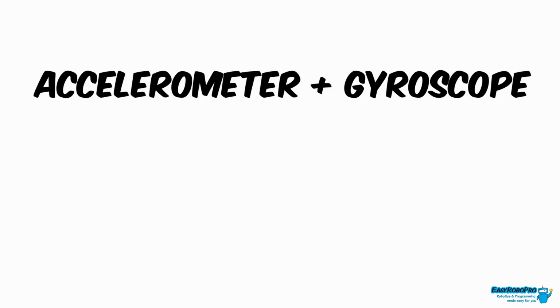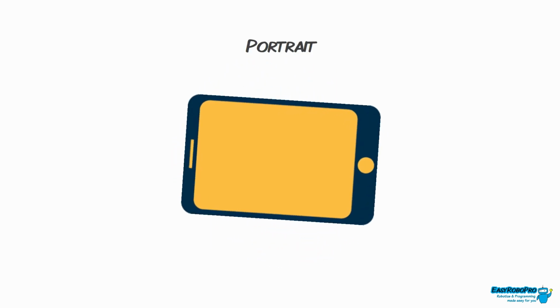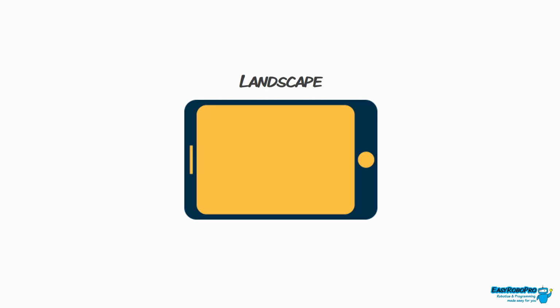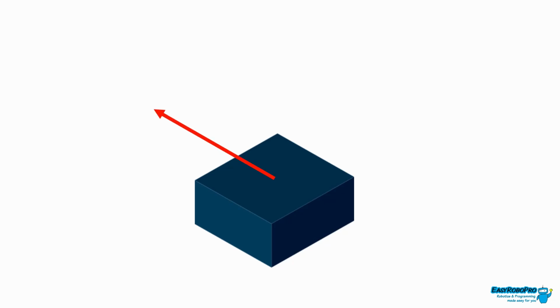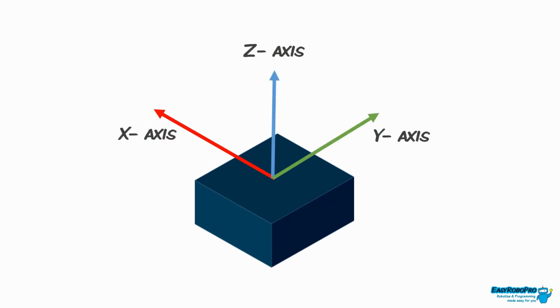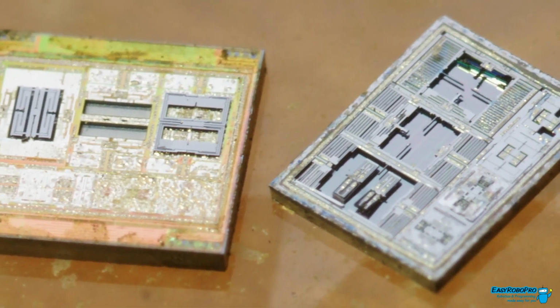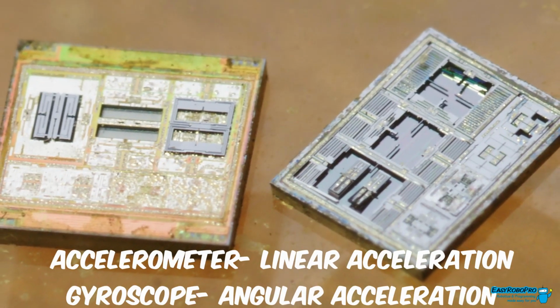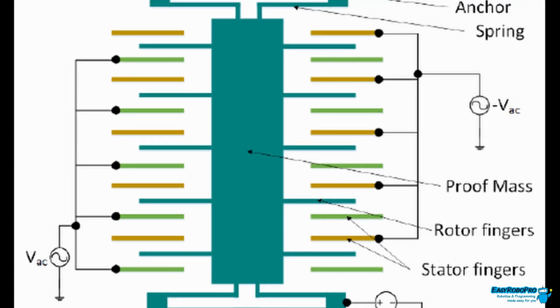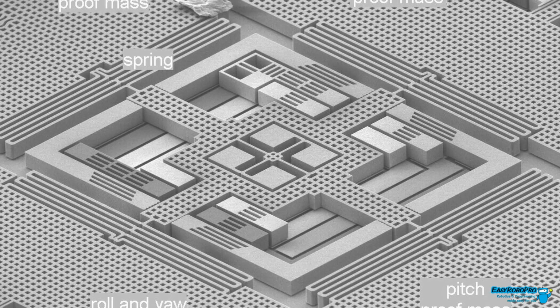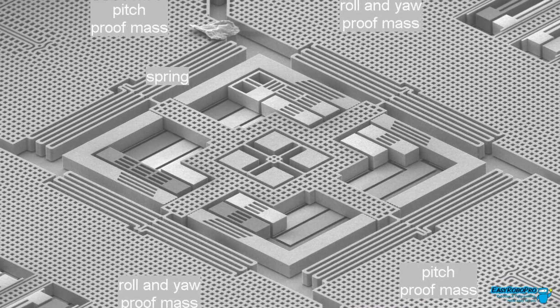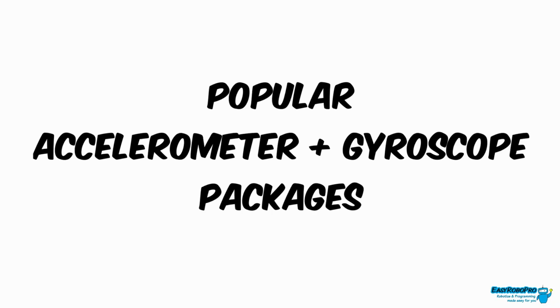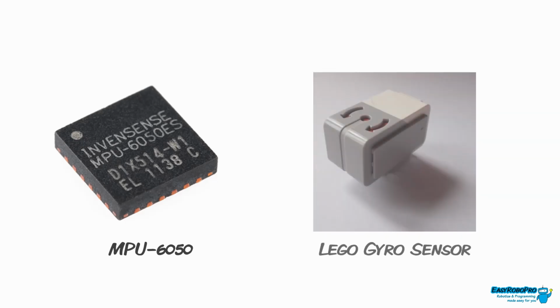The last sensor that we look at in this list are the accelerometer and gyroscope. Now, how does your phone know when to turn the display from portrait to landscape mode? The answer is an accelerometer. The MEMS accelerometer is a tiny device which helps you to measure acceleration in 3 axes. Typically, you will find an accelerometer in the same module along with a gyroscope which helps you measure angular acceleration. The construction of a MEMS device is quite fascinating, and I would suggest you check more about this fascinating device on YouTube. Some very popular accelerometer and gyroscope packages are the MPU 6050, the Lego gyroscope sensor, and many more.